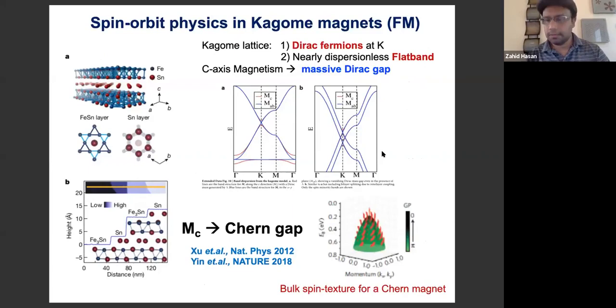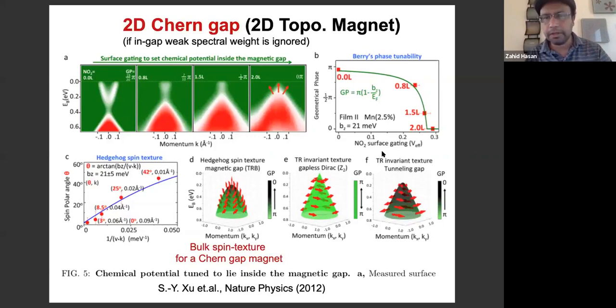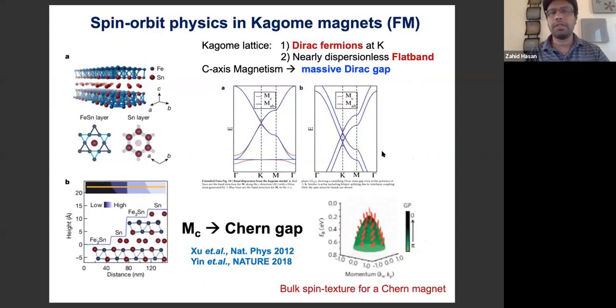So after developing this technology, this experimental methodology or set of experimental subroutines, we started to explore other systems. One class of magnets that are of interest is Kagome magnets. Theorists have had interest in them for a long time.